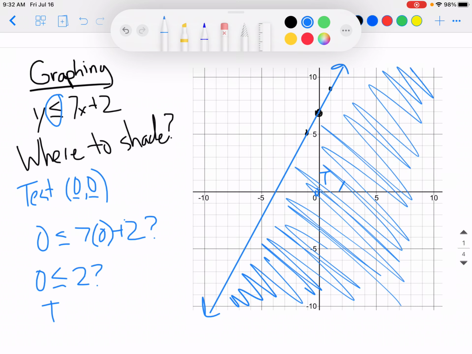And there we go. Now, let's just hypothetically say that we tested our point and found it was false. If that's the case, you go to the other side of the line and you shade it. But that was not the case here. So remember, always shade the true side.